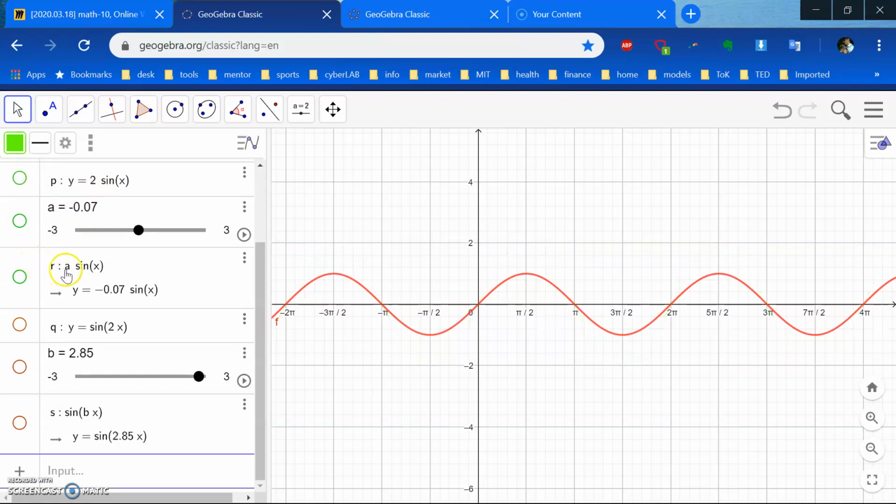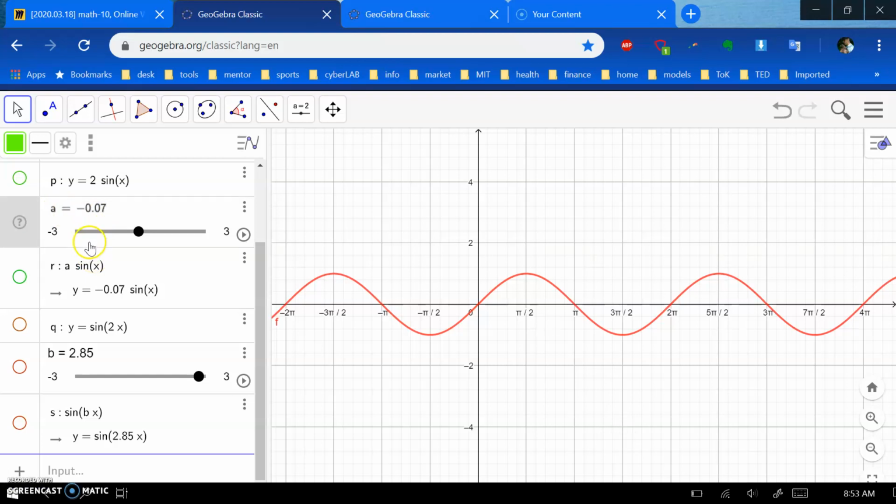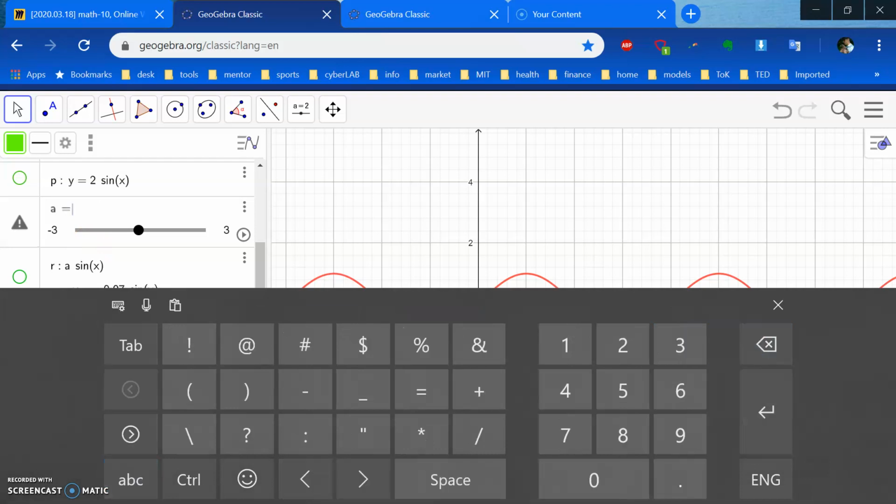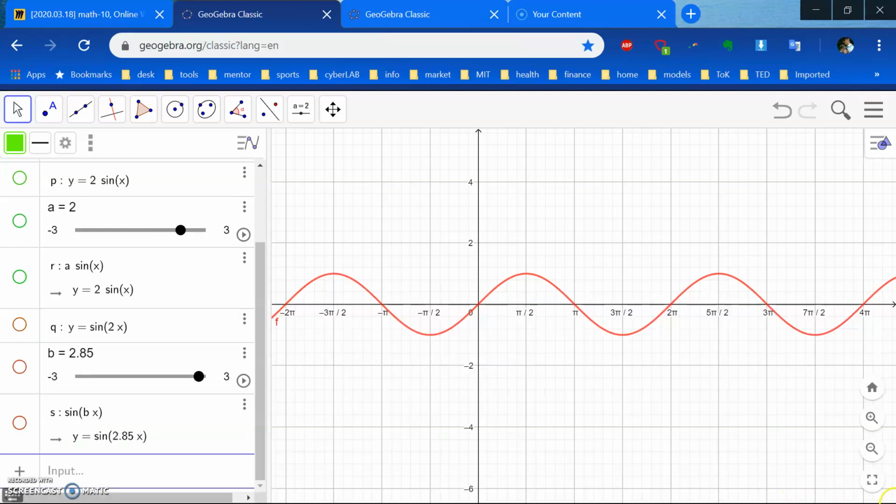We got 2 sine of x here, and that's going to push up the amplitude. Now here I've done a cool thing. I've done a sine of x, and up here I've got a equals something. So I'm going to change this to 2. All right. So now we've got a is 2. So if a is 2, then it's 2 sine of x, and I get my 2 sine of x, right? I've pushed the amplitude up by 2.